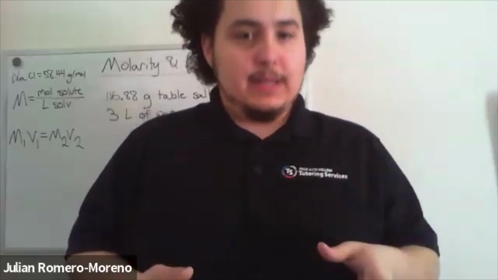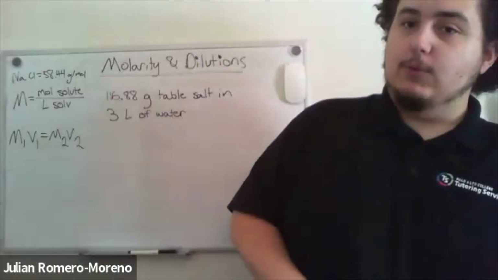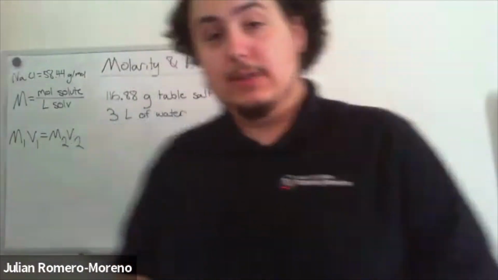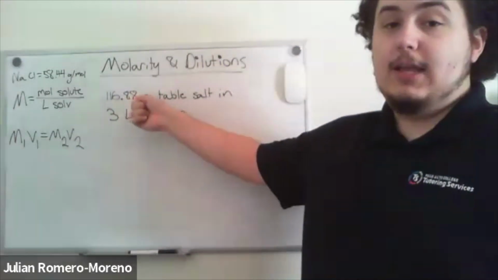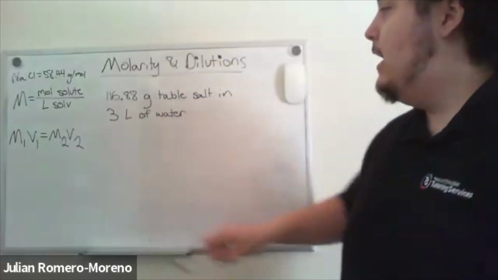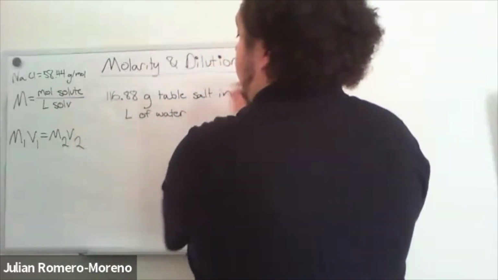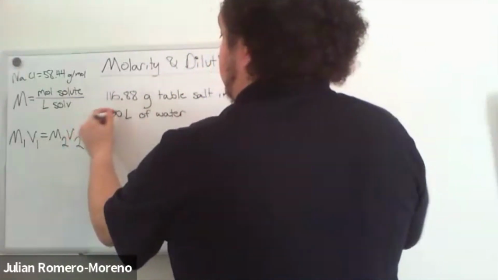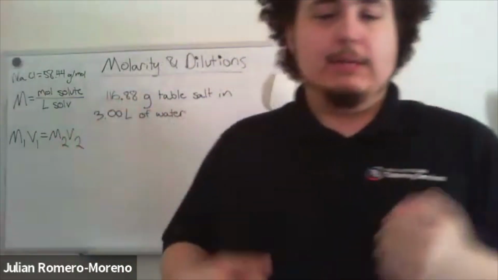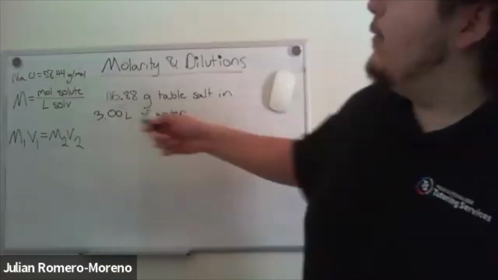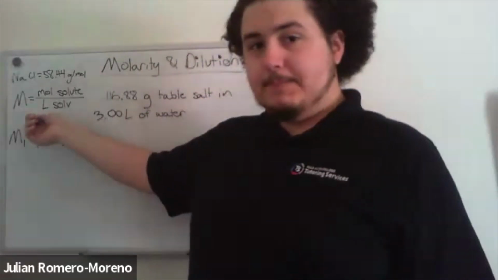Now, our most common solvent in chemistry is going to be water. Oftentimes, you will mix something into water and make a solution. So right here, I have an example, which is 116.88 grams of table salt in, actually, let me make this a little more accurate, 3.00 liters of water. So as you can see, if you put table salt in water, you get salt water, a solution. Now, the way we measure concentration, the most common, is using molarity.